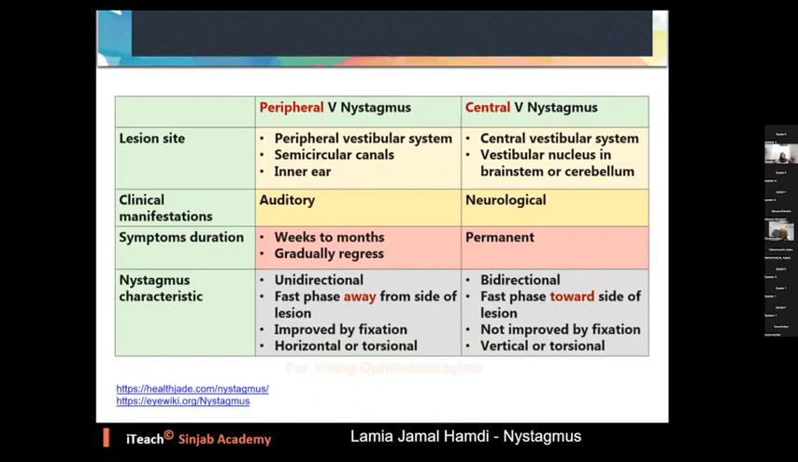The auditory manifestation will be common in the peripheral nystagmus, while neurological manifestation is common in the central. The symptoms regress with time in the peripheral type, while they are permanent and chronic in the central type. About the nystagmus characteristics, I will describe them in this photo.